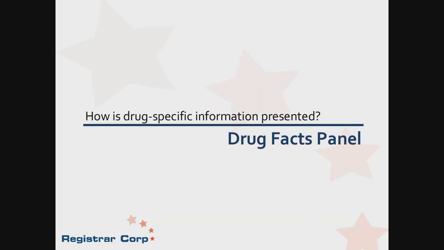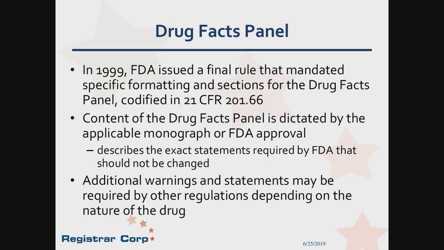And here we are, the drug facts panel, which is the most complicated part of drug labeling, and one that there seems to always be a lot of questions about because it can be very convoluted. So FDA has quite a few requirements related to the drug facts panel. The formatting of the drug facts panel came about in 1999 when FDA issued a final rule that mandated specific formatting and sections to the drug facts panel.